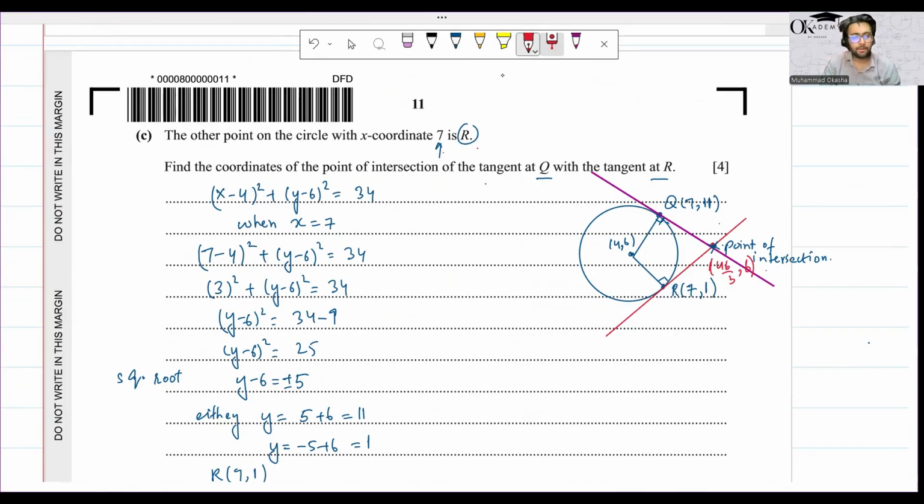We were given a point on the circle, which is R. We were only given the x coordinate. To work out the y coordinate of this point, because this point lies on this circle, I simply used the equation of the circle to work out the y coordinate, which gave me two values, 11 and 1. 7 comma 11 was already a different coordinate, so I picked the value of 1, and R turned out to be 7 comma 1, right?